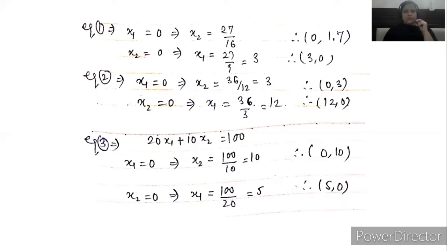The third equation: when you put x1 is equal to 0, x2 is 100 by 10, that means 10. The coordinates so obtained are 0, 10. When you put x2 is equal to 0, x1 is 100 by 20, that means 5. The coordinates so obtained are 5 and 0. When you join 0, 10 and 5, 0 on the graph paper, you will get your third constraint drawn on the graph paper.